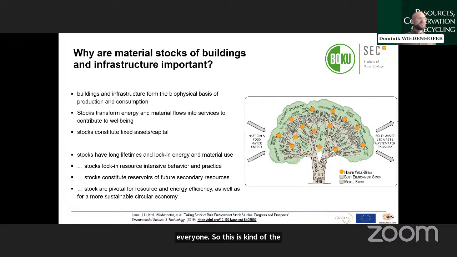Okay, so this is kind of a very big scope. Today, I'm more focused on mapping stocks.